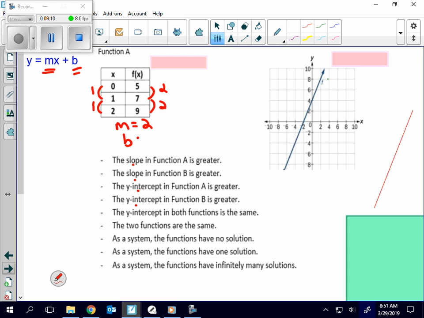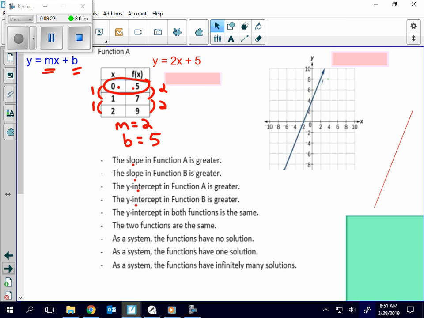Our b, we are lucky. They gave us our b. When we see our x value at 0, we know that we have our y-intercept, and it's 5. So I can write that equation easily.